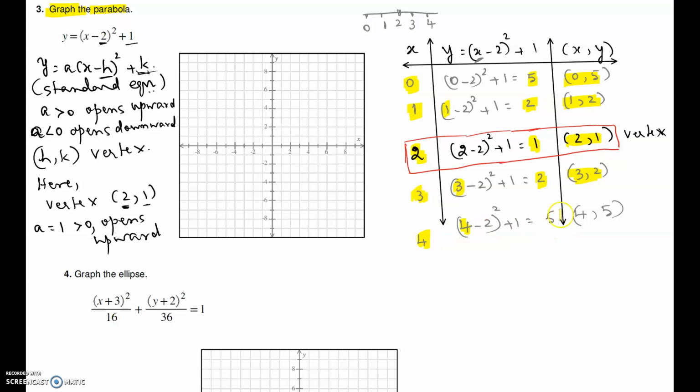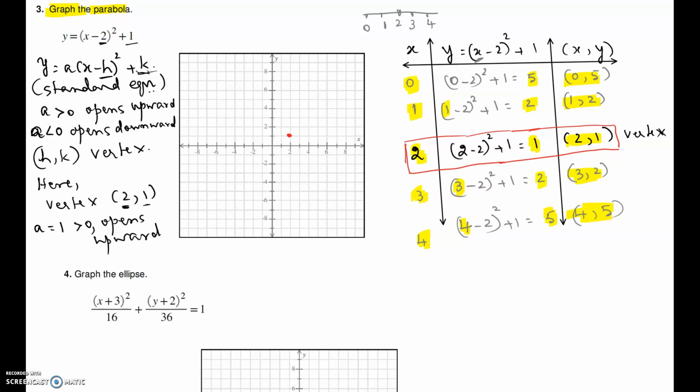That will give us 5. So now we have to pair the 4 and 5. So you get these points (0, 5), (1, 2), (2, 1), (3, 2), (4, 5), of which (2, 1) is the vertex we know. So we will plot these points on the graph, starting off with the vertex (2, 1).